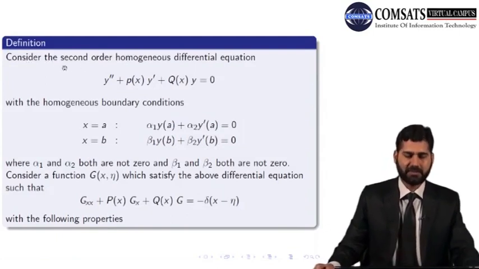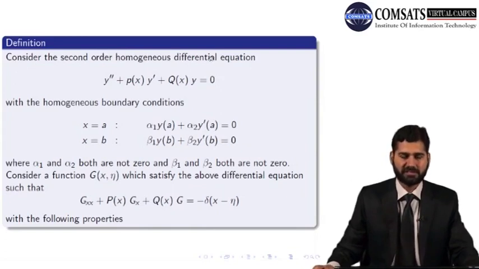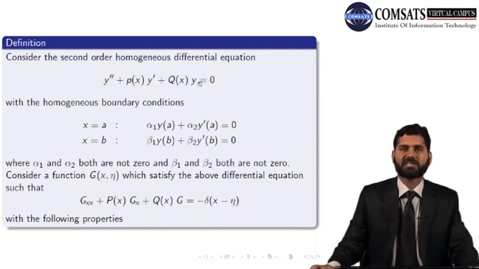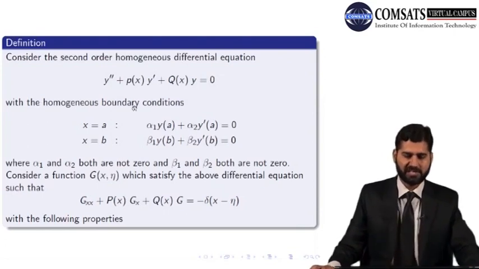So let's consider another example. Let's consider another definition. Consider the second order homogeneous differential equation y double prime plus p(x)y prime plus q(x)y is equal to 0. This is a general second order homogeneous equation. The right hand side is equal to 0, so that's why it's a homogeneous differential equation.